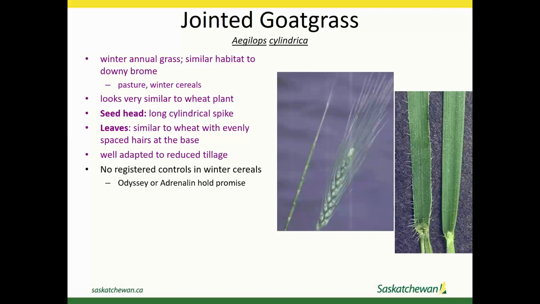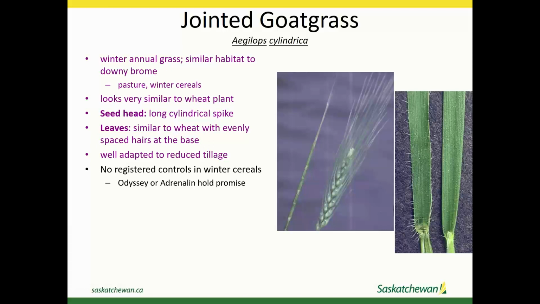So that's the nice thing, that we really don't have any records of it growing in Saskatchewan at this point. There were some rumors of shipments coming from or through Saskatchewan, possibly from the northern U.S. and through Saskatchewan to Thunder Bay, that went to Mexico, and it got picked up there. There's no registered controls in winter wheats here in Canada at this point.